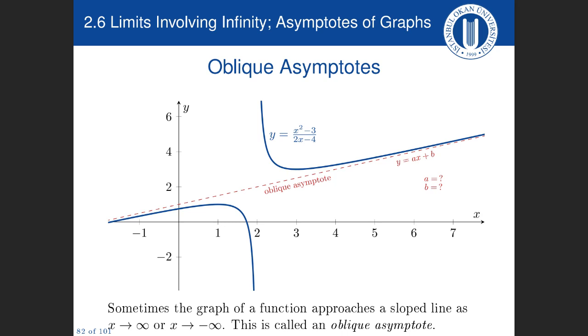I've talked about horizontal asymptotes. Next, we come to oblique asymptotes. Sometimes the graph of a function approaches a sloped line as x tends to infinity or x tends to minus infinity. This sloped line is called an oblique asymptote. And an oblique asymptote is a linear function. So the oblique asymptote is going to have equation y is equal to ax plus b for some number a and some number b.